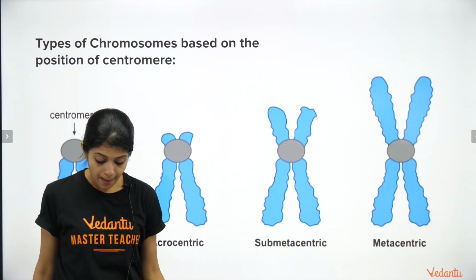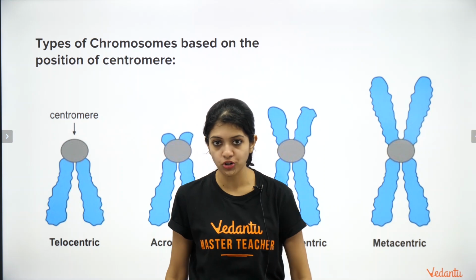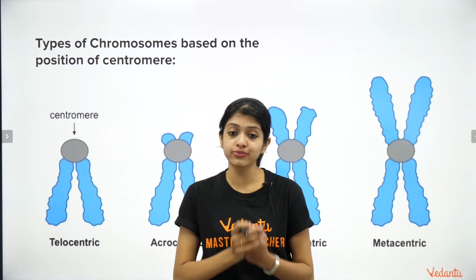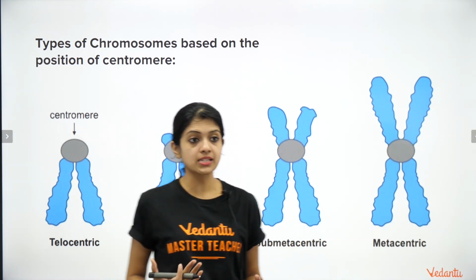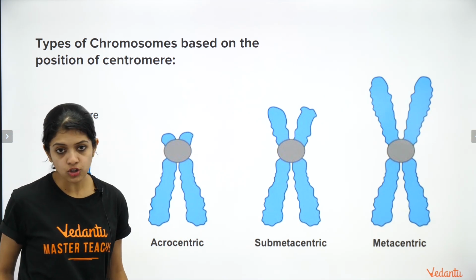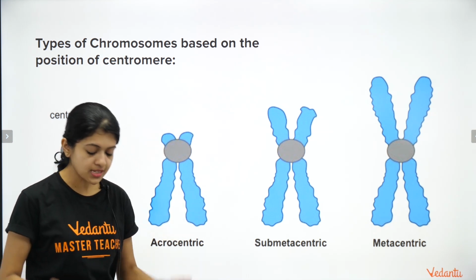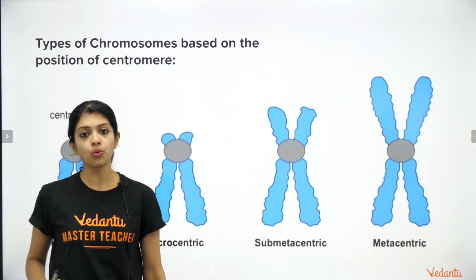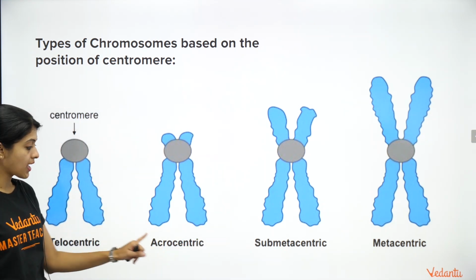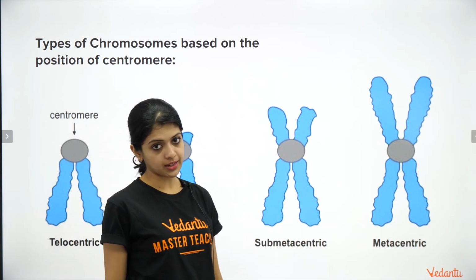Again, chromosomes based on centromere. Remember, I told you the centromere is a very, very important part of the chromosome, right? Based on the position of the centromere, chromosomes are further divided into 4 different types. Some of them may not be seen in humans, some of them are seen in humans at different stages. Whatever be it, just understand that based on the centromere's position, chromosomes may either be telocentric, acrocentric, submetacentric, and metacentric.